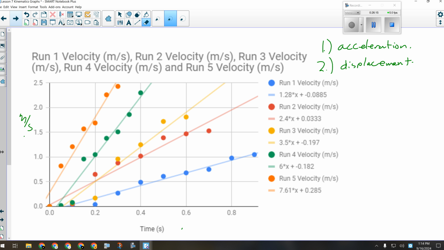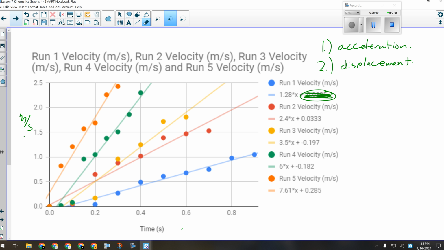Now, the tricky part here is number 2. Calculating the displacement, especially for run 1, where the y-intercept is actually a negative number. I actually shouldn't have started with that. Let's not start with that one. Let's not do number 1, just because it's got that weird thing going on. So number 2B. Is my y-intercept 0?